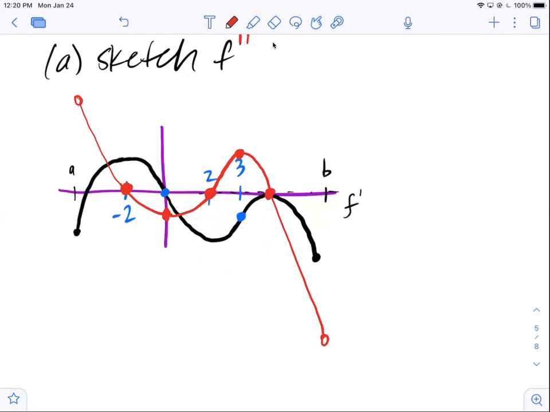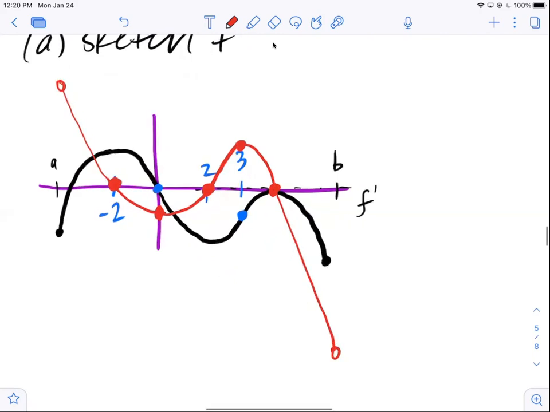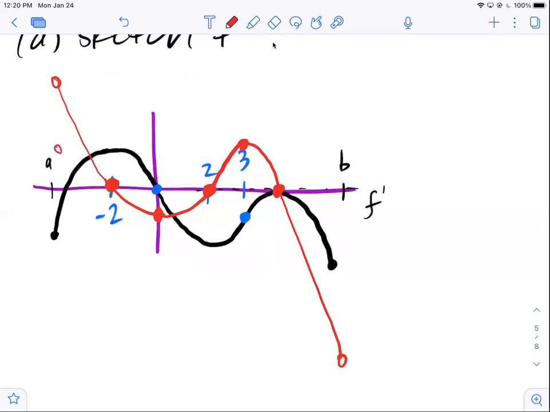Now, though that graph has to have those x-intercepts, the severity of how steep or how high or low you go, it's up to you, right? I could have started here. I could have made it a little bit more shallow.